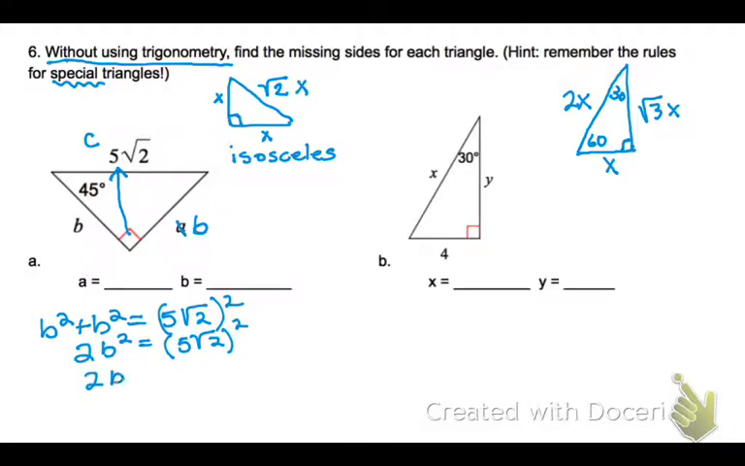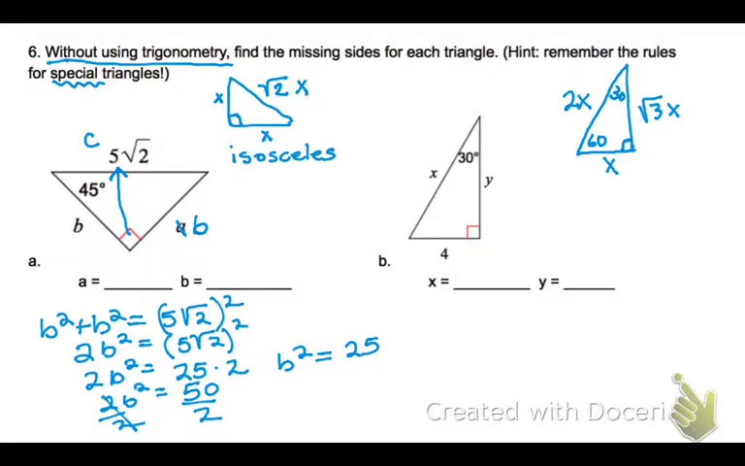So 2b squared is going to equal, remember we have to take this apart, so the whole number is 5, and we square that, so that's 25, and then we square the square root of 2, so that's equal to 2. So we have 2b squared is equal to 25 times 2, which is 50. I'm going to divide both sides by 2 to isolate b squared, and I'm going to have b squared equal to 50 over 2, which is 25.